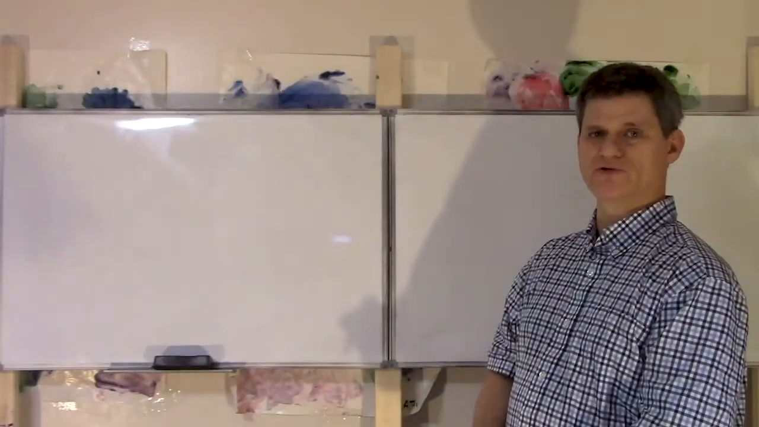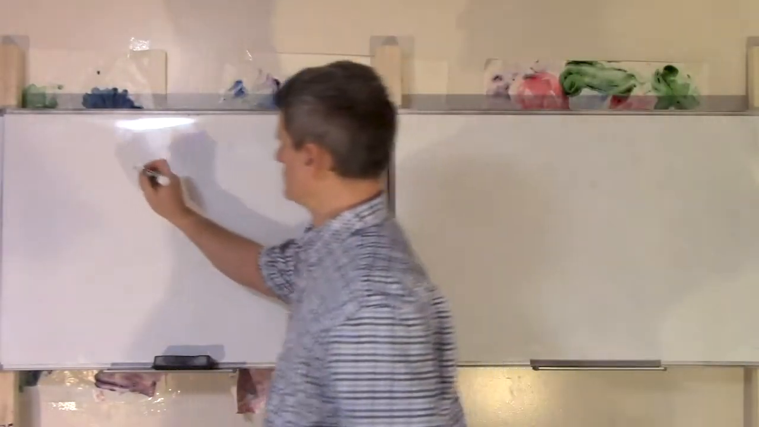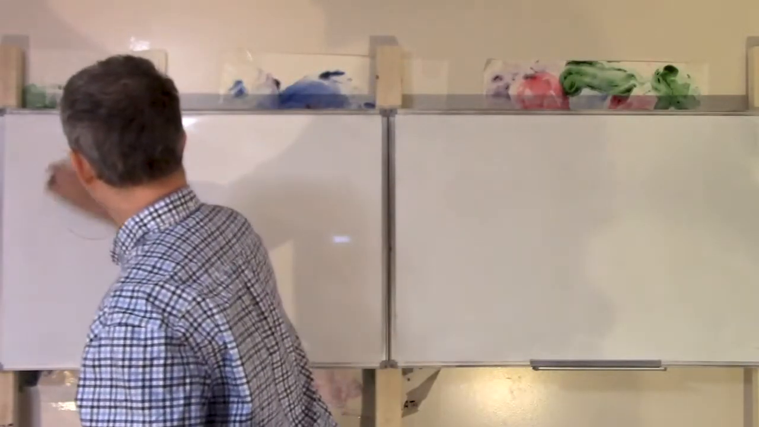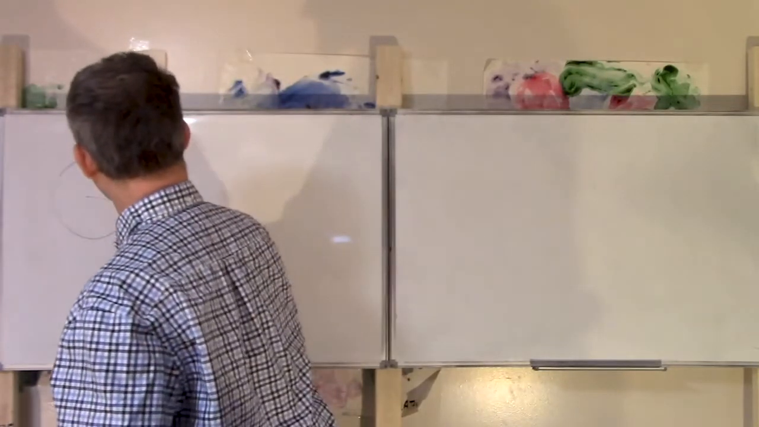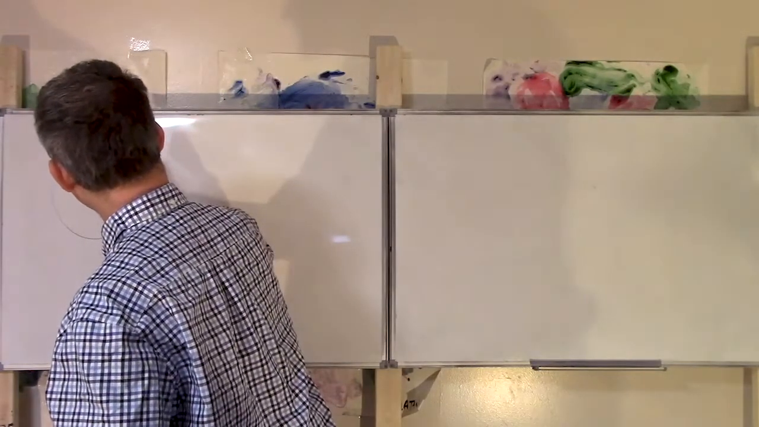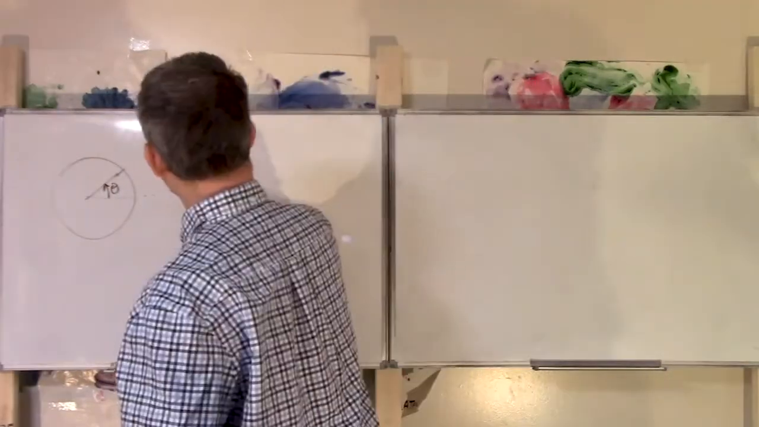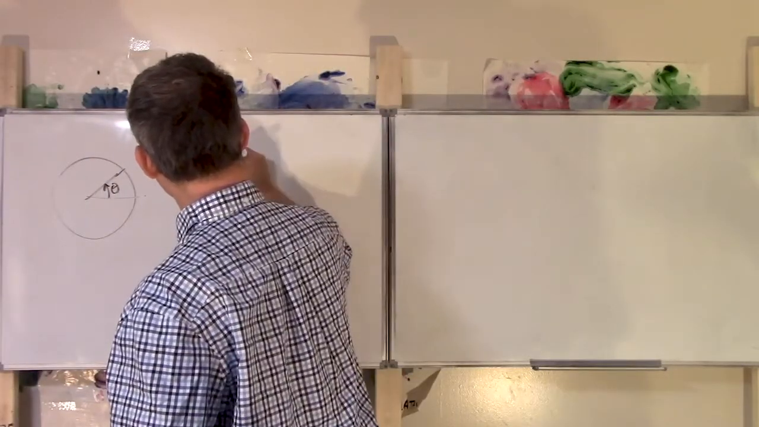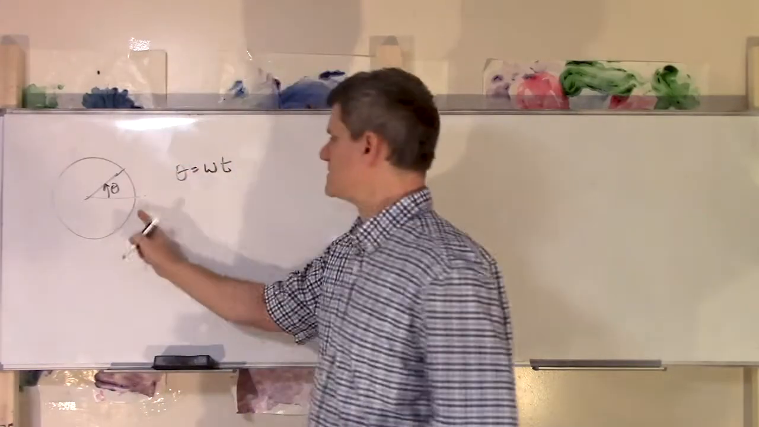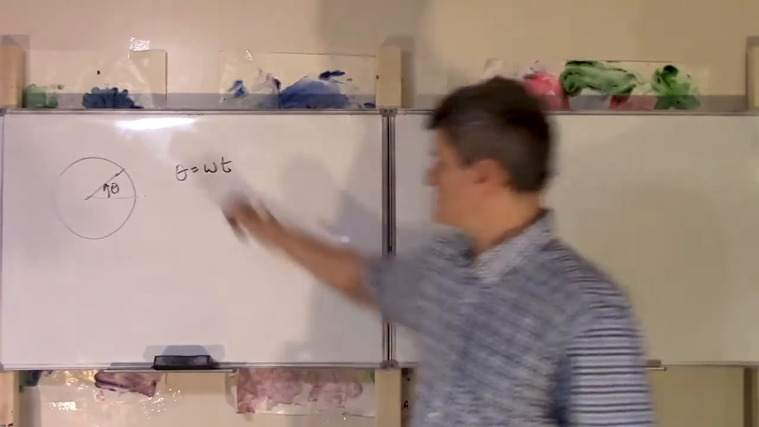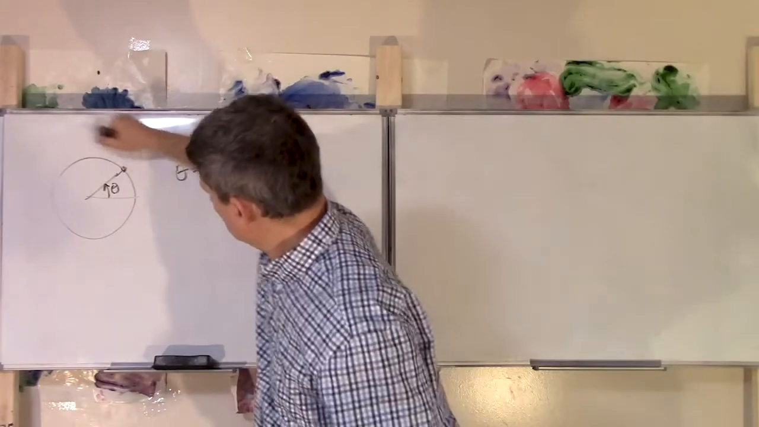All right, periodic motion. First, let's look at circular motion again. If something's going around in a circle, there's some angle that is increasing with time. And we can say that theta is, as we know, omega t. So omega is the angular velocity of this object that's going around in a circle.